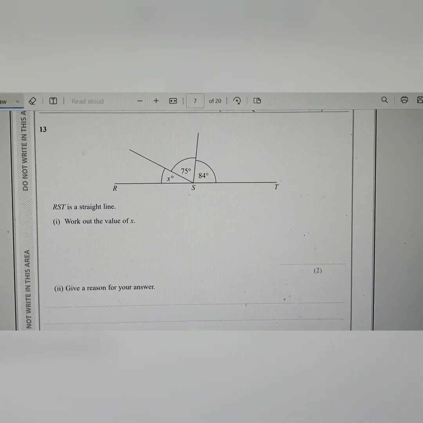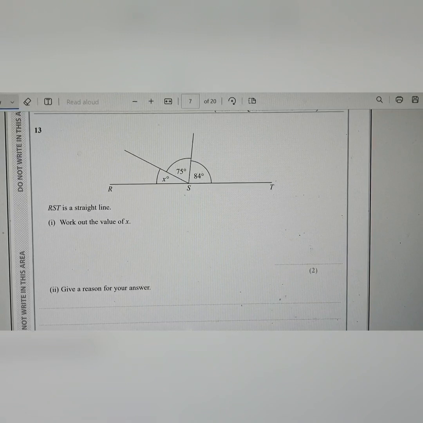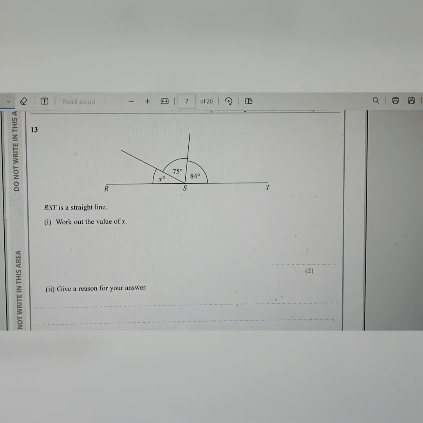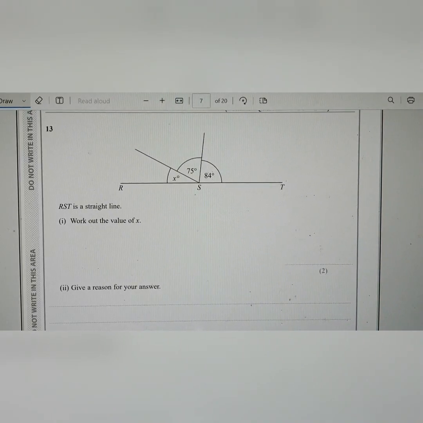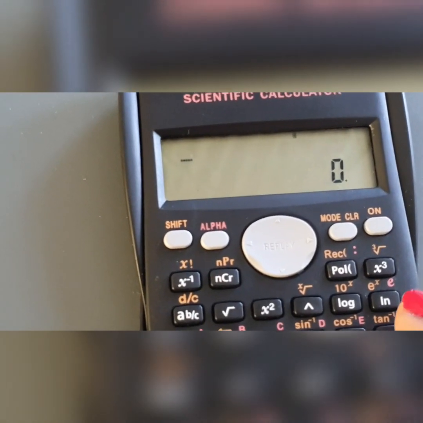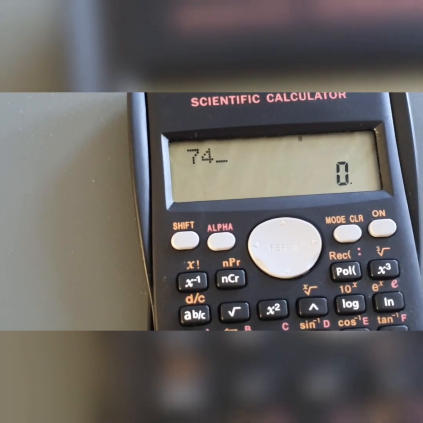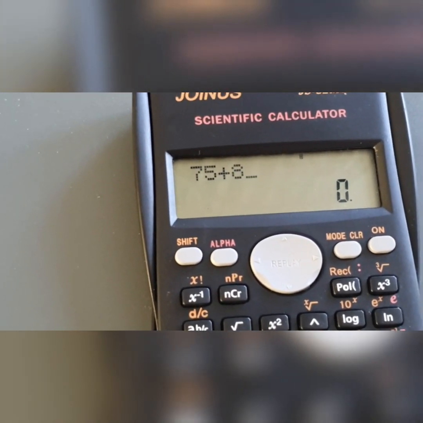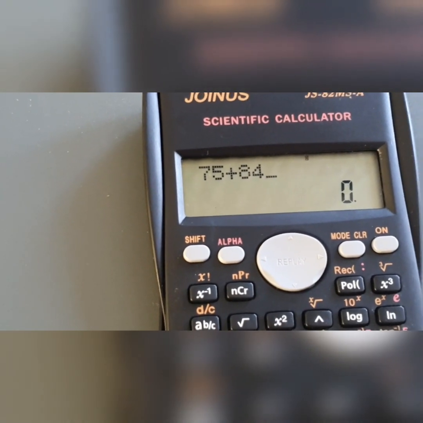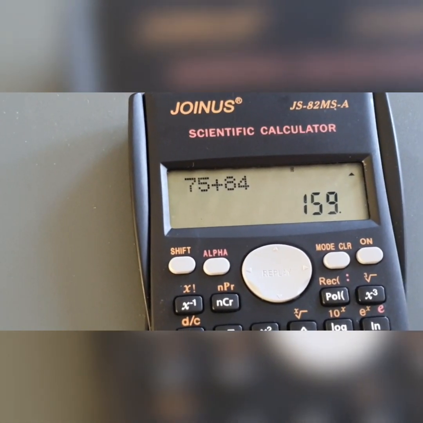RST is a straight line. Work out the value of x. So angles on a straight line add up to 180. So you would need to type in 75 and 84 in your calculator, to add the 2 angles that you already have, which is 159.